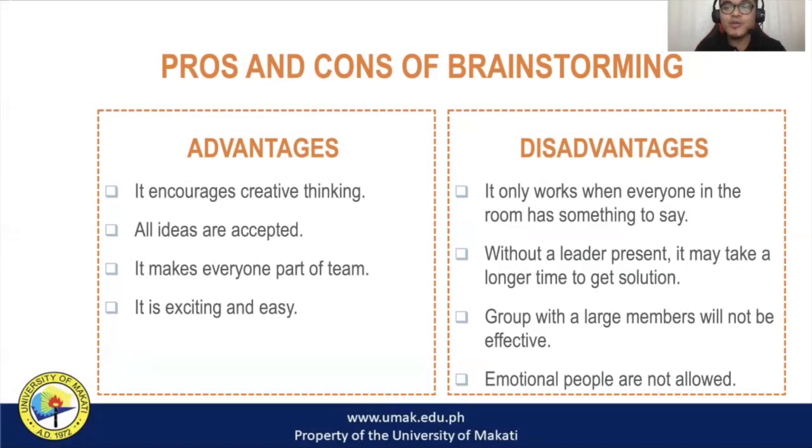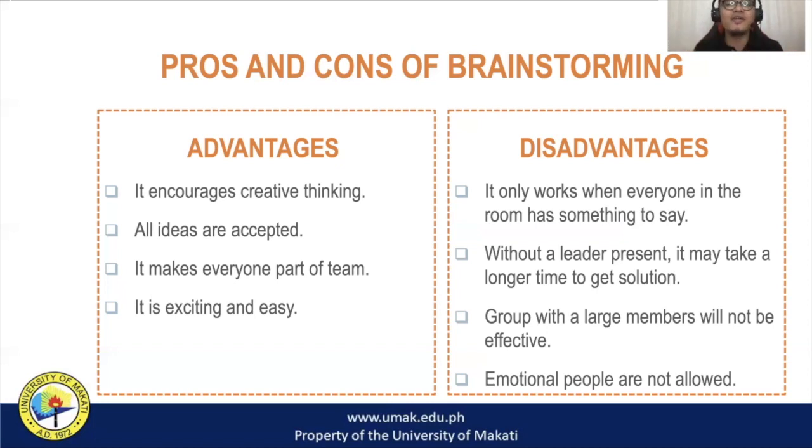Next, a group with a large number of members will not be effective. Imagine being in a group with 100 members. It's really hard to manage. Sometimes it's hard to voice out your ideas because there are just too many members, and it may not be as effective as you want it to be. And last but not least, emotional people are not allowed. I'm sure you've had your fair share of experiences with group brainstorming, and there are some members who tend to be a little emotional sometimes, especially if their thoughts or ideas are not listened to or heard, and that's normal.